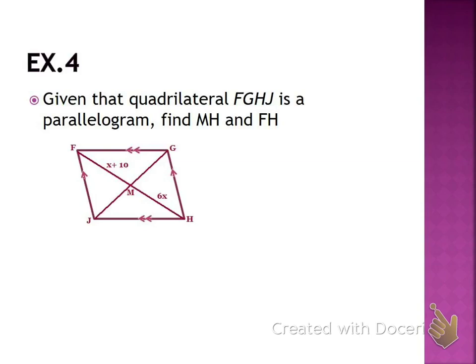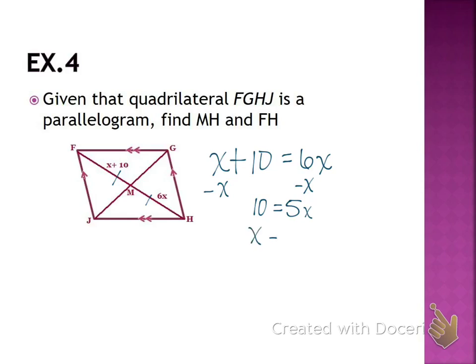X plus 10 equals what? Okay, very good. So we were told that this is a parallelogram, which means the diagonals bisect each other. So those two pieces are equal. In order to solve for X, what should we do? Subtract what? Okay, I agree. Subtracting X on both sides is probably the best way to go. And then we would divide. We get X equals 2.